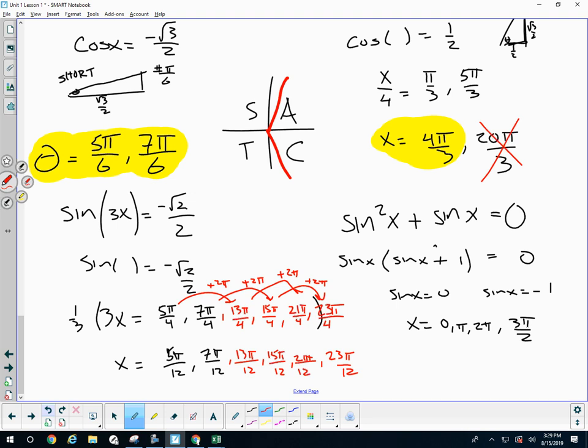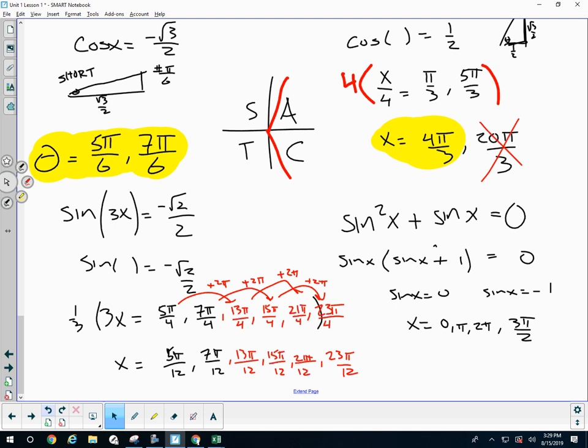But then, to solve for x, I multiply everything by 4. When I multiply this by 4, it's 4 pi over 3. That's good. I multiply this by 4, it's 20 pi over 3. That is not between 0 and 2 pi, so that's not good.